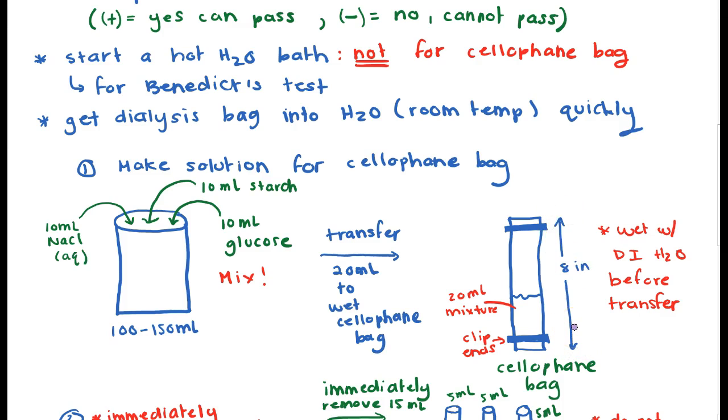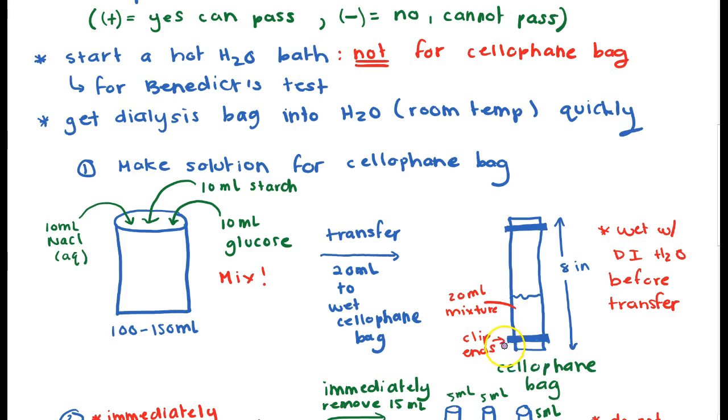In order for you to be able to open it, you have to wet the cellophane bag, and you want to make sure you do this in deionized water, because if we use tap water, remember that it has other ions in it, and that could interfere with our chemical test. So you're going to cut 8 inches, wet it with water.